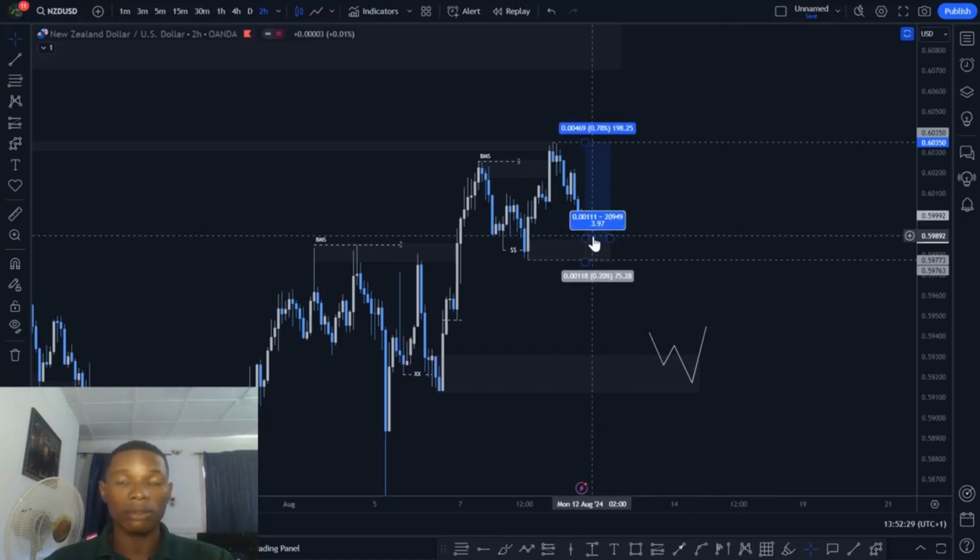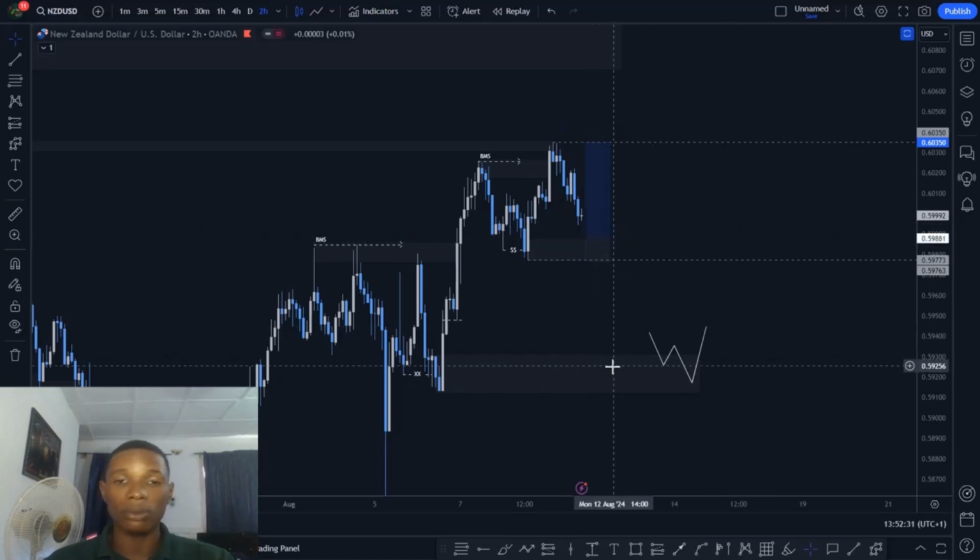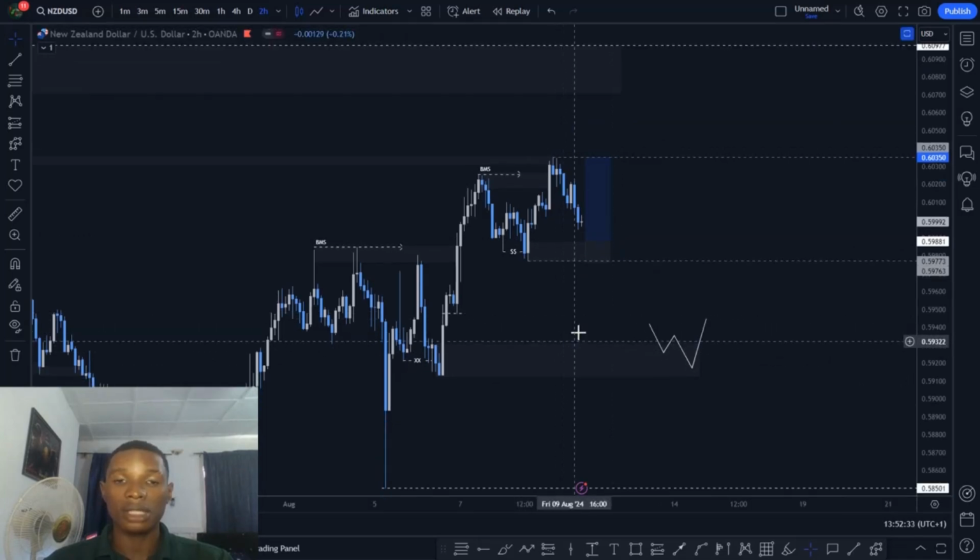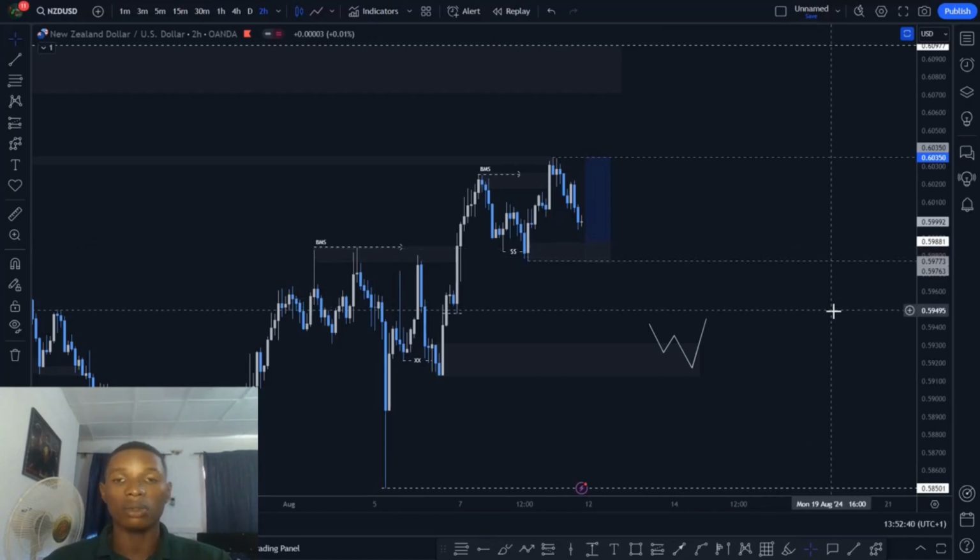If this right here fails to hold, the confirmation did not happen. We are currently looking forward to this demand level right here for our long opportunity, right? So this is what I'm potentially looking out for on NZD USD. If you find this setup clean, you can add it to your watch list.